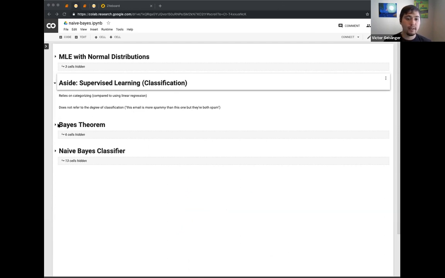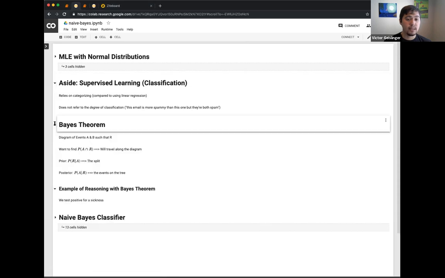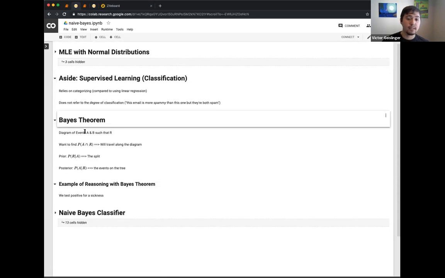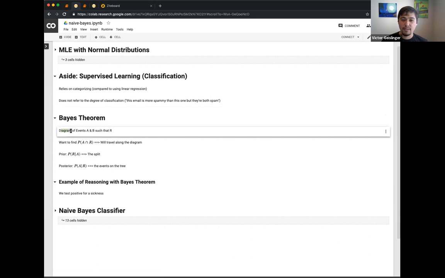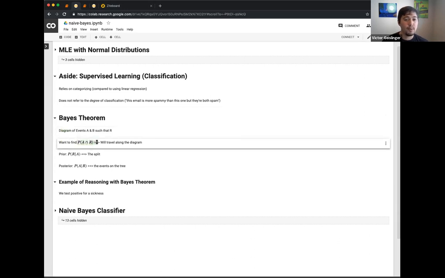So now we have Bayes' theorem. A quick review on Bayes' theorem: we're going to be looking at, for example, A and R, so A and R and output B as events. When we see an "and," basically we're saying when these both happen, okay? We'll use that to diagram what we learned last time, and we'll see where these values came out.